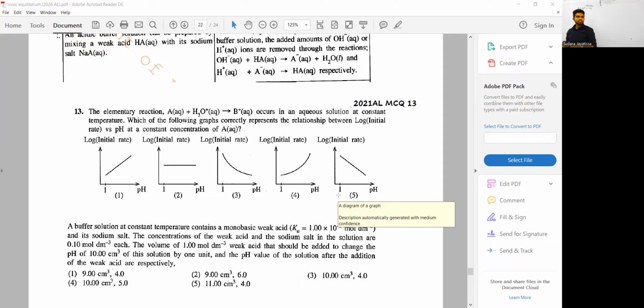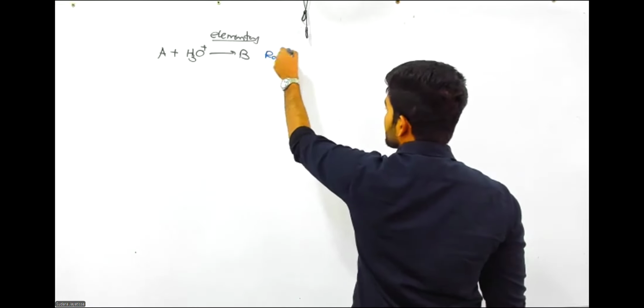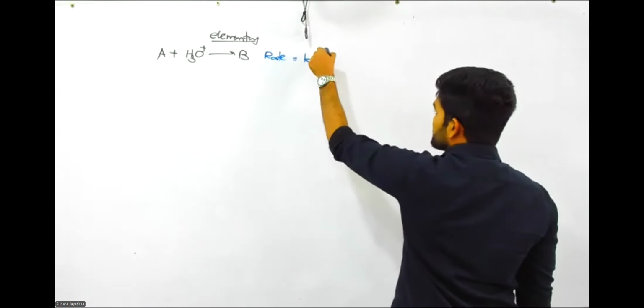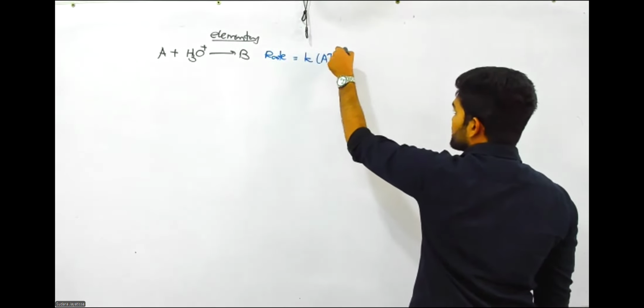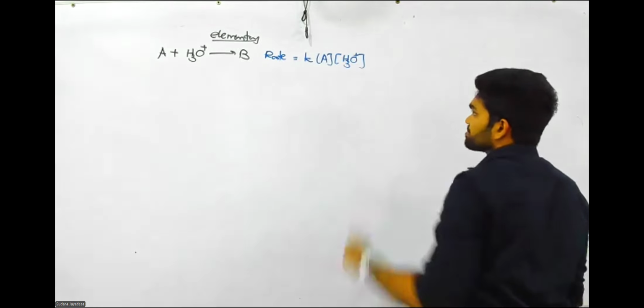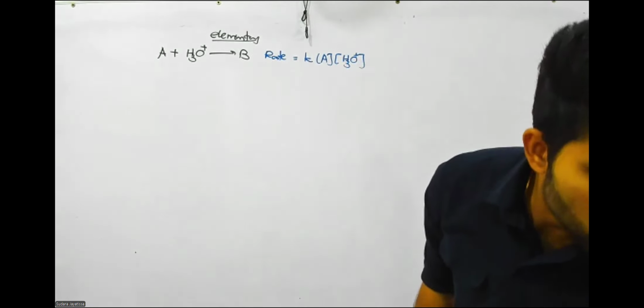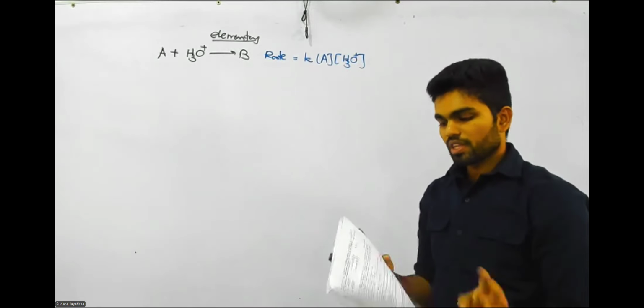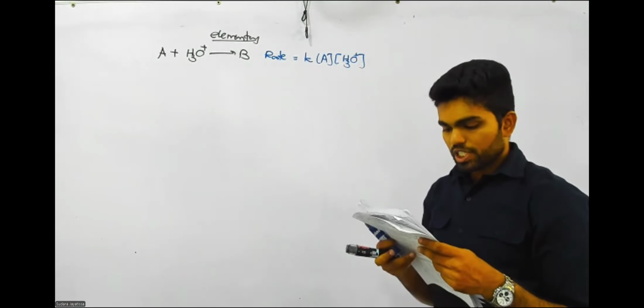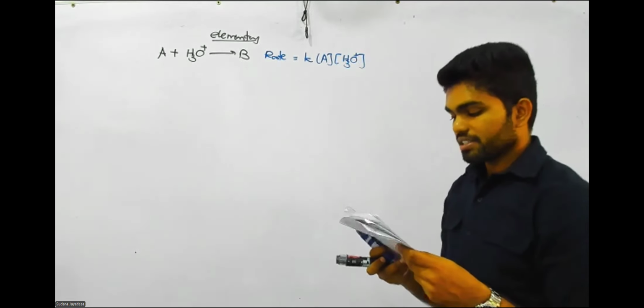We can easily get the order, right? Because order is equal to the stoichiometric coefficient. So you can easily write a rate law for this reaction. What is the rate law? Rate equals k, concentration of A and H3O plus concentration. There are no solids here, so both come into the equation. Overall order is 2.